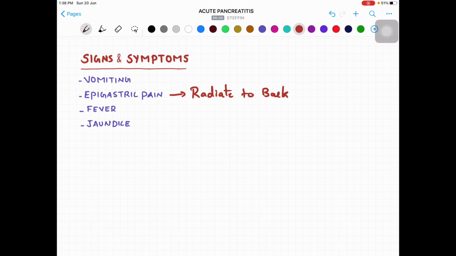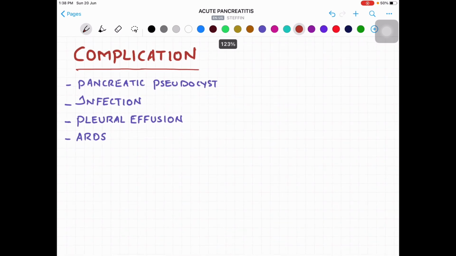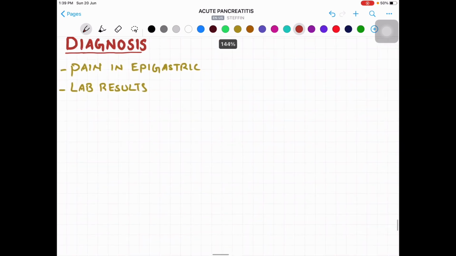So let's move on to the complications. The complications of acute pancreatitis are pancreatic pseudocyst, infection, pleural effusion, and ARDS, acute respiratory distress syndrome. And do you know what this pancreatic pseudocyst is? A pancreatic pseudocyst is a fluid-filled sac that contains enzymes, blood, and necrotic or dead tissues. That's it. So let's see the diagnosis of acute pancreatitis.